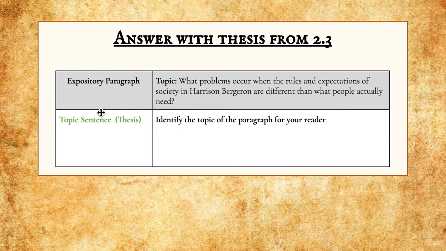So, as a reminder, the expository paragraph's topic is, what problems occur when the rules and expectations of society in Harrison Bergeron are different than what people actually need? Your thesis goes in that first topic sentence box. This is your answer. Notice it's green. So identify the topic of the paragraph for your reader. Give us your thesis right here. Tell us what your paragraph is going to be about. And yes, this is the exact same thesis that you used for your quote anchor.